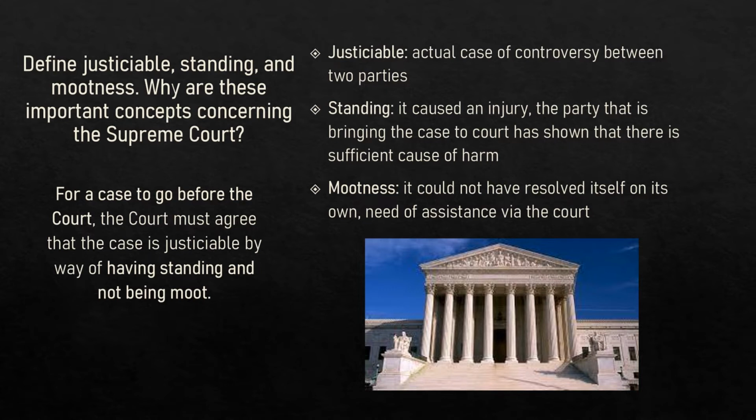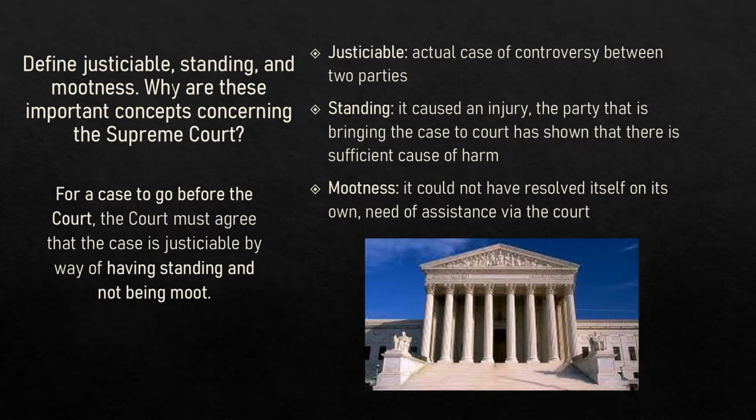On to the legal side. Justiciable is the actual case of controversy between two parties. It has to actually amount to some kind of disagreement. Standing: does the lawsuit actually reflect an injury being caused? Was there harm done to a certain party? And mootness: was this unable to be resolved outside of a court? Did you need the court's assistance in order to resolve this dispute? Just short and sweet, that's what we're looking for in terms of description. If it was anything remotely like that, you got points.